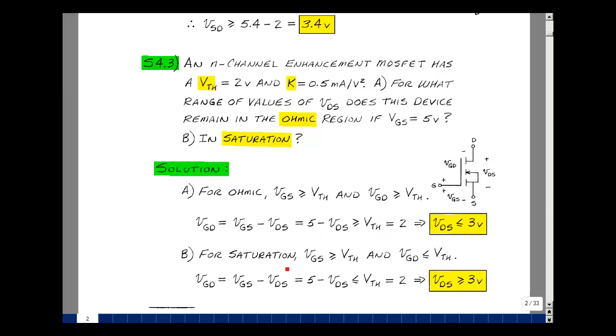To be in saturation, the gate source needs to be greater than or equal to threshold, but now the gate to drain needs to be less than or equal to threshold. Same equation, the gate to drain is the gate source minus the drain source. Gate source is 5, but now we're going to be less than or equal to 2 volts. And solve for the drain source voltage, put that over here. That's going to now be greater than or equal to 5 minus 2, or 3. And this is supplemental problem 4.3.